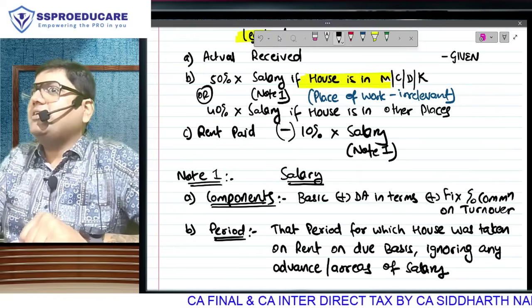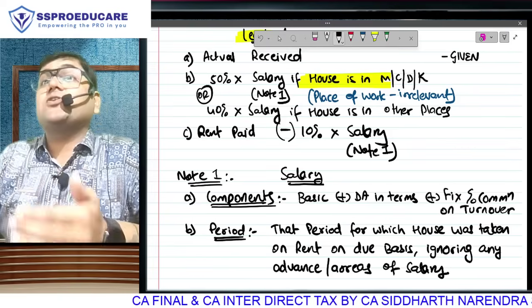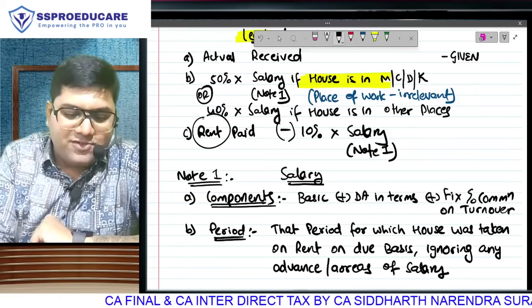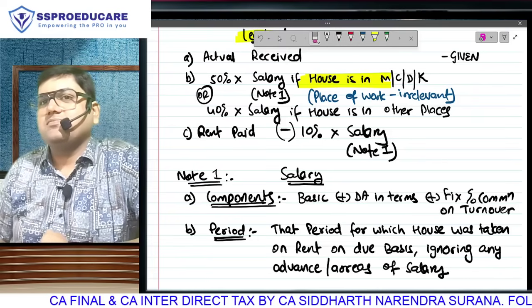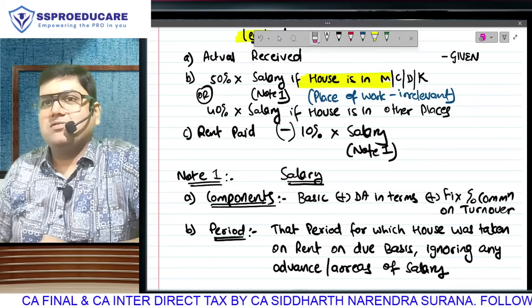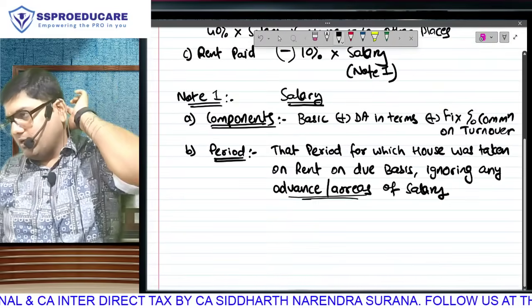Income from salary is due or received, whichever is earlier. But for this calculation, we will take the due basis. That also, which period's due? That period for which I have paid rent will be exactly the same period whose salary I will take. Understood? That period for which the house was taken on rent, ignoring any advance or arrears.